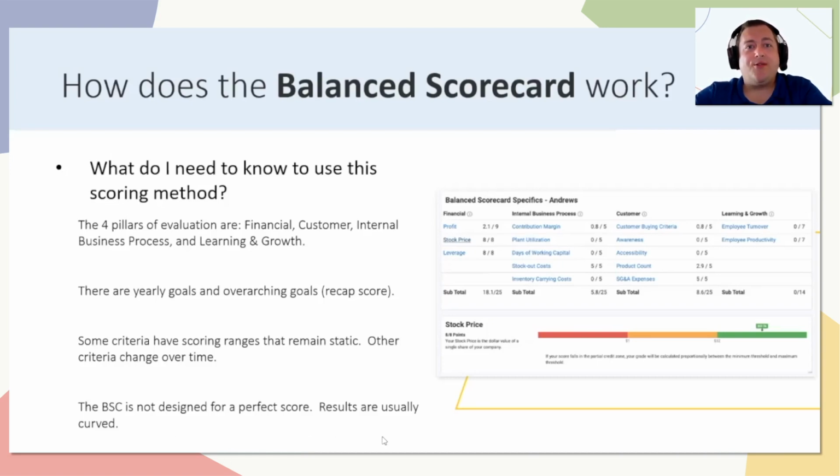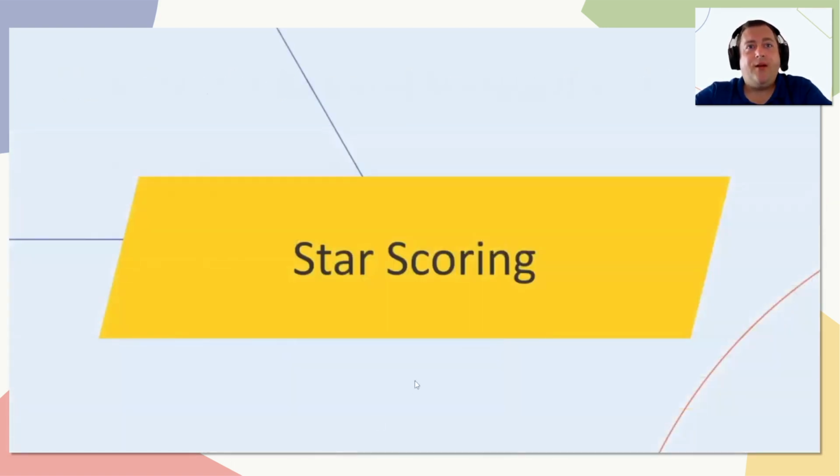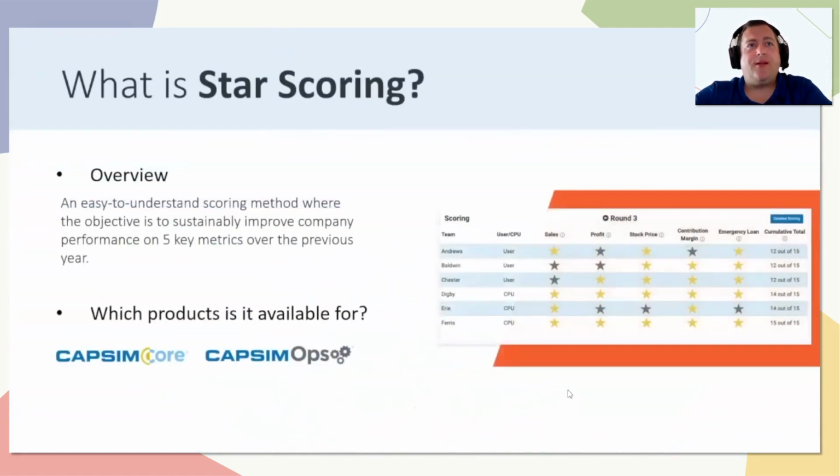Let's take a look at another scoring method now. The next method we're going to look at is called the star scoring. The star scoring is a much simpler scoring method. It's available in CAPSIM Core and CAPSIM Ops. And to put this simply, the goal is to do better than we did last year.